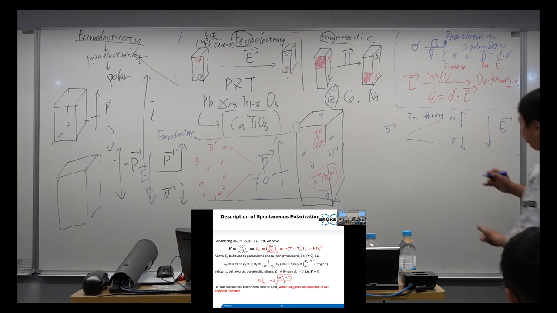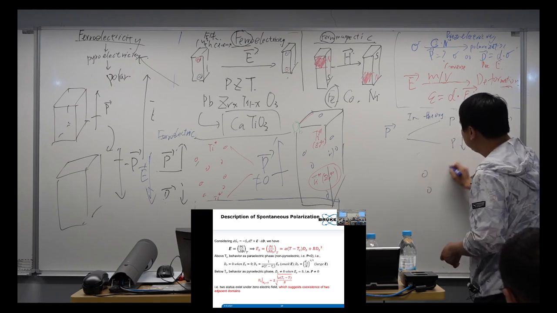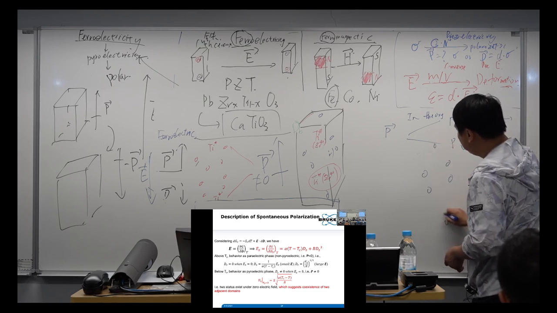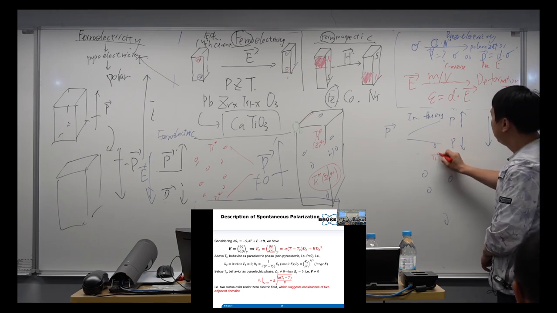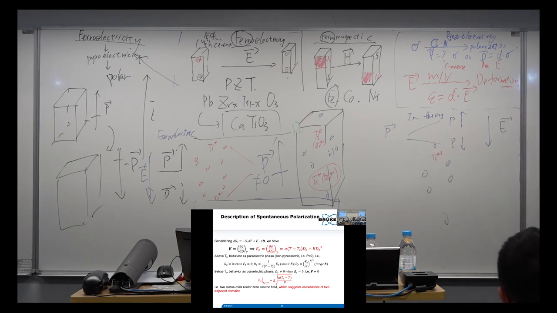Of course, if you are familiar with some structures, you can understand why this will happen. For example, if we have this structure, we have a titanium on top. And if we change this titanium to another material, to another ion, say, what's the atom beneath? I forgot. I just randomly pick one.